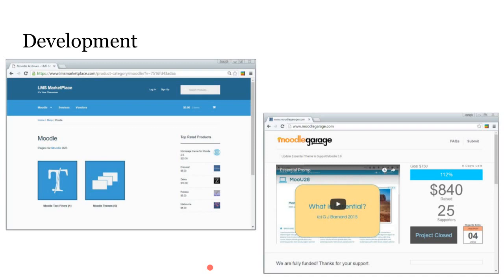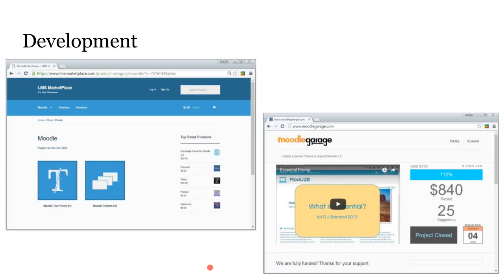Another example would be Moodle Garage, which is a project that I started a couple of years ago, really just to facilitate small scale fundraising, to fill a gap which I could see as a need, where we might need to get a couple people together who are all using the same plugin to collaboratively fundraise to get something developed and released.